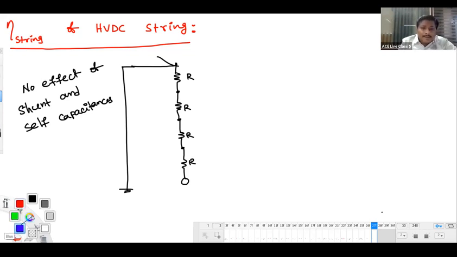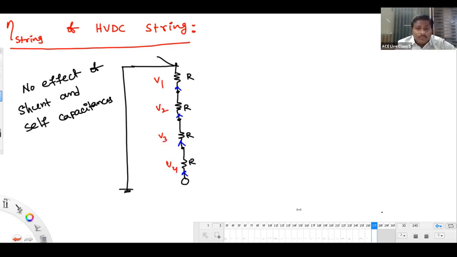Now currents, if you see, for example, if this is some current I you take, so current in each and every disk will be same. Now you take up the voltages here. It is V1, V2, V3, V4. These are the voltages. And how will these voltages be? You can say now. V1, V2, V3, V4 voltages will definitely be equal.